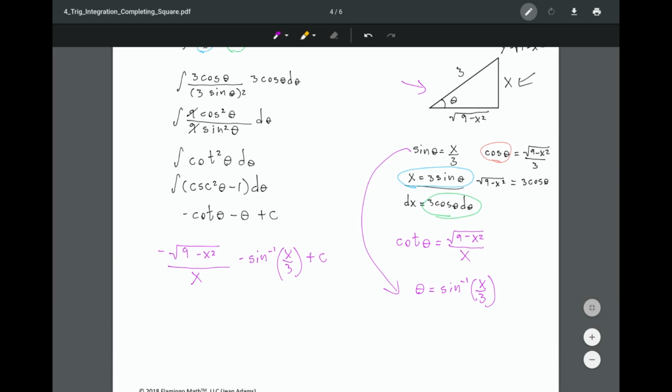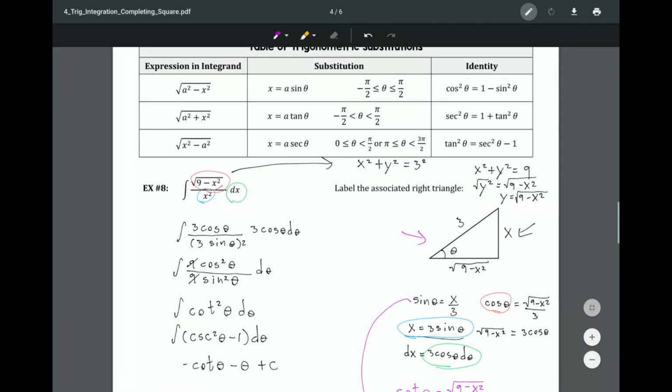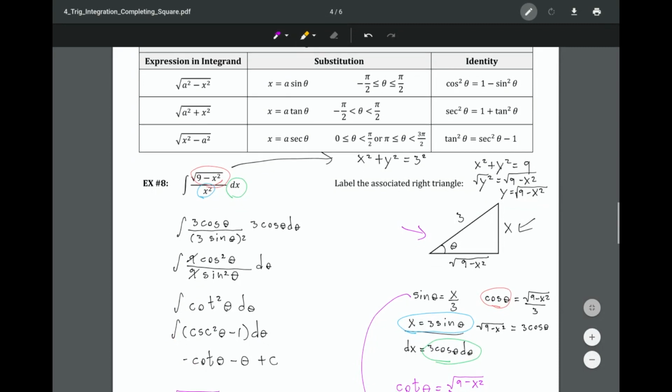So again, notice that this worked for a constant minus x squared, the square root of that. So be aware of that. I guess the only thing I would say with the table is that you've got to be able to recognize that you need to use trig substitution.